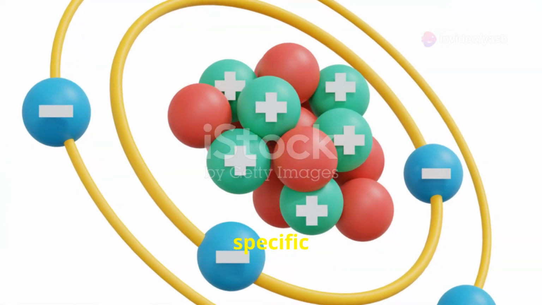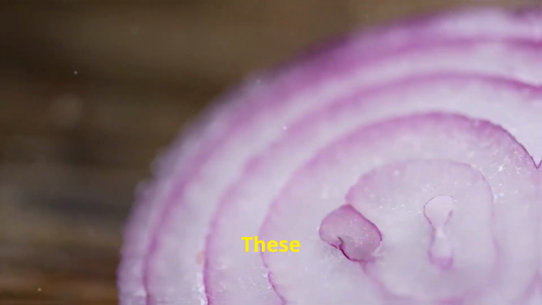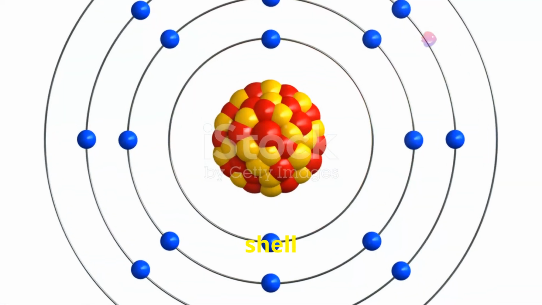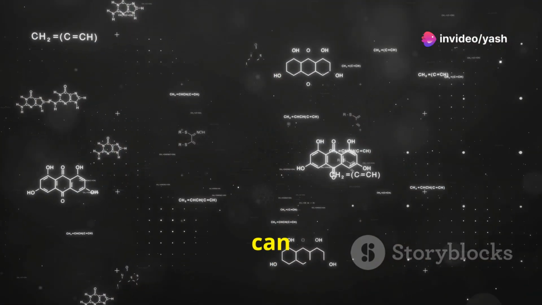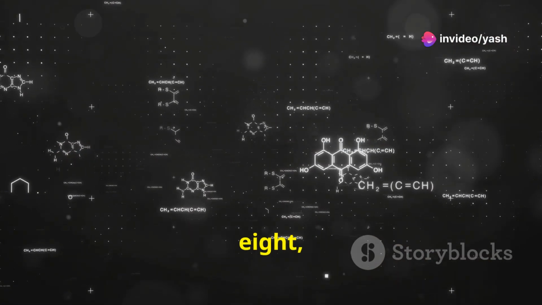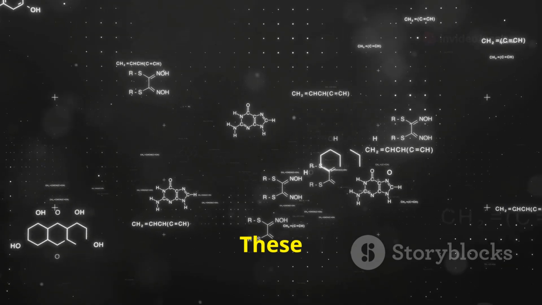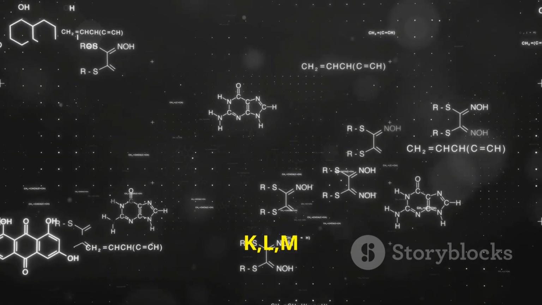They move in specific regions called shells. These shells are like the layers of an onion. And how do these shells work? Each shell can hold only a certain number of electrons. The first shell can hold 2, the second can hold 8, and so on. These shells are named as the K, L, M, and N shells.